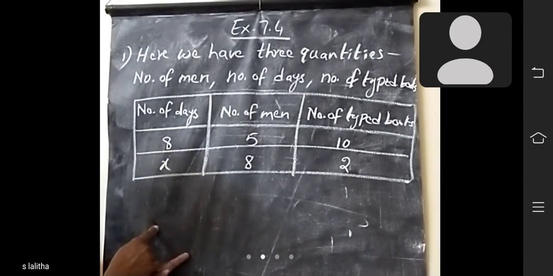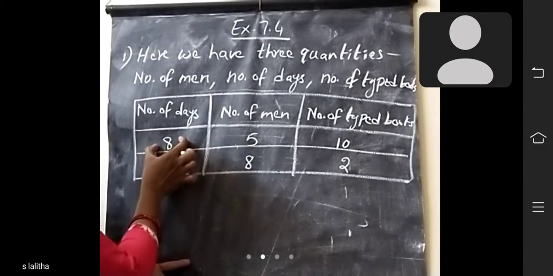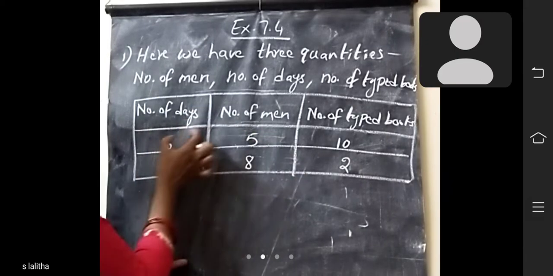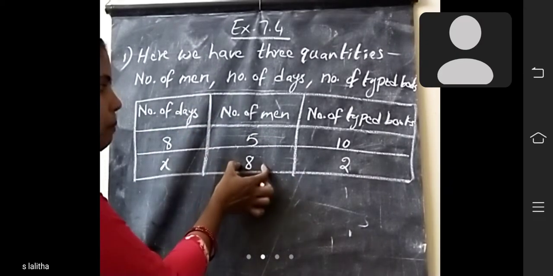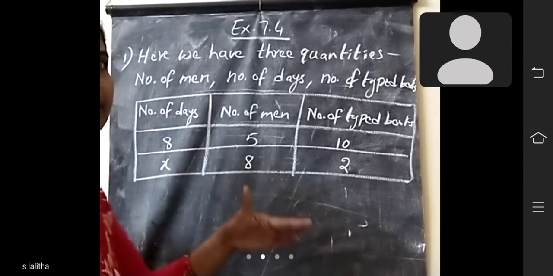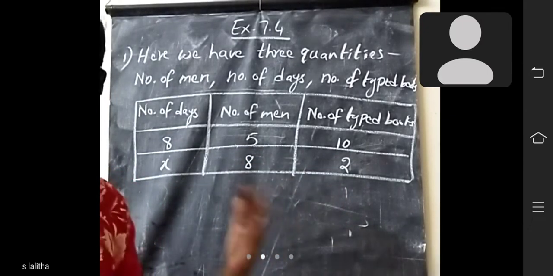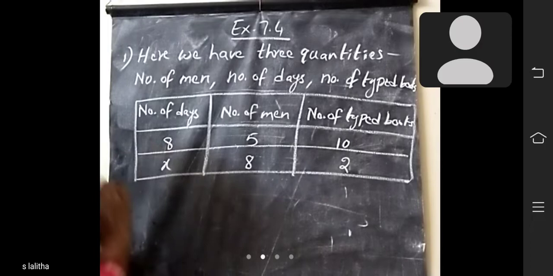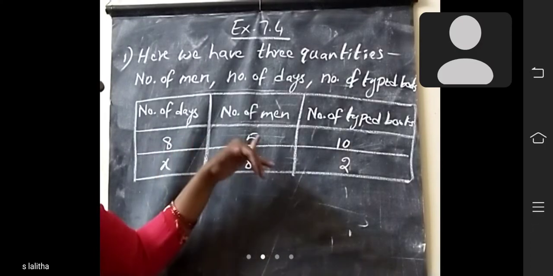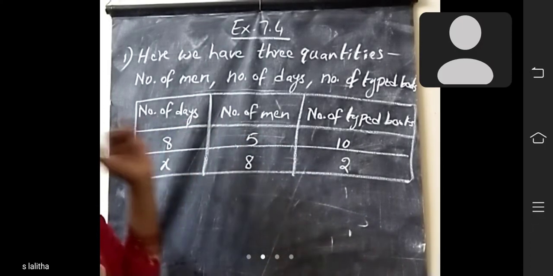You have to find it. So what do you observe? 5 men can work in 8 days. 5 members can work in 8 days. And 8 men. Here workers will be increased. Number of men will be increased. And number of days.